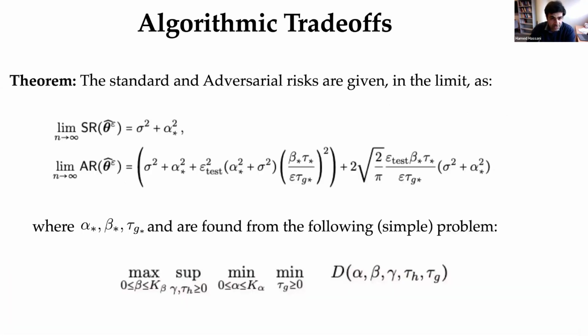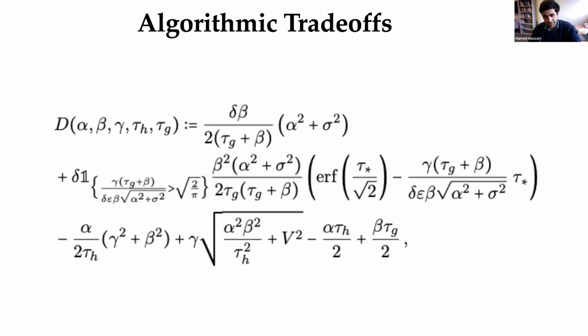Okay, so within this regime, the second result of the talk shows that we can precisely characterize the standard risk and the adversarial risk for the solutions of the robust ERM problem. Now, this characterization is with respect to these parameters that we see: alpha star, beta star, tau star, and so on. These are solutions of a four-dimensional optimization problem that you see at the bottom. I mean, the objective itself is not really important.